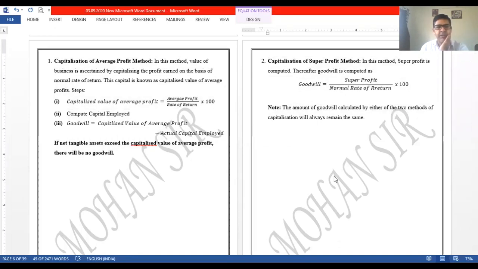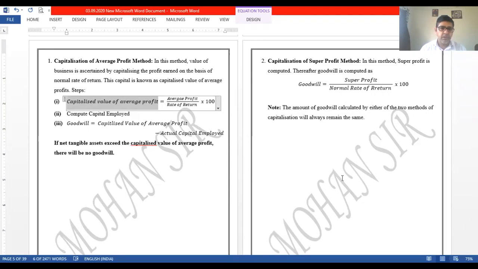Capitalization of average profit method. So what are we supposed to do over there? We need to capitalize the average profit. Capitalizing the average profit means that, based on the average profit, we are trying to find the capital employed, which we call the capitalized value of average profit. This is the first thing I would like to have, right? So for the capitalized value of average profit, the formula you can see there is average profit divided by rate of return into 100.